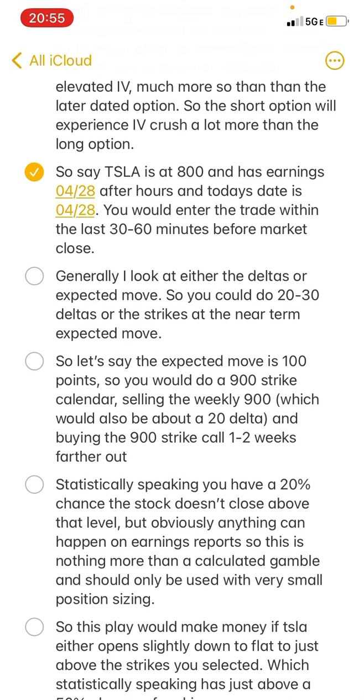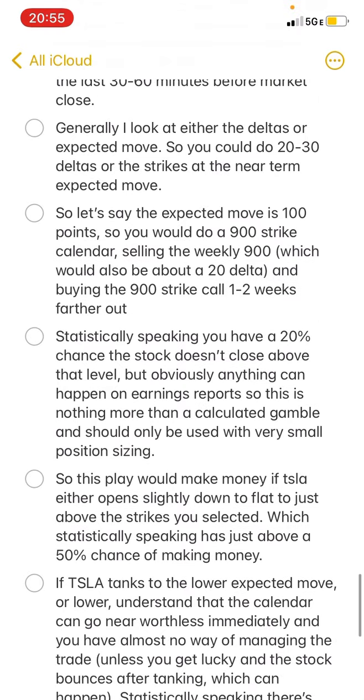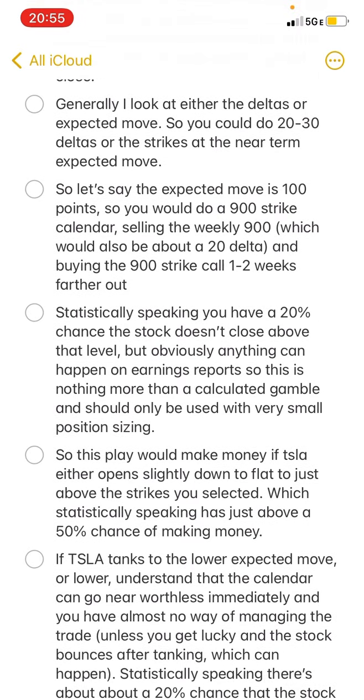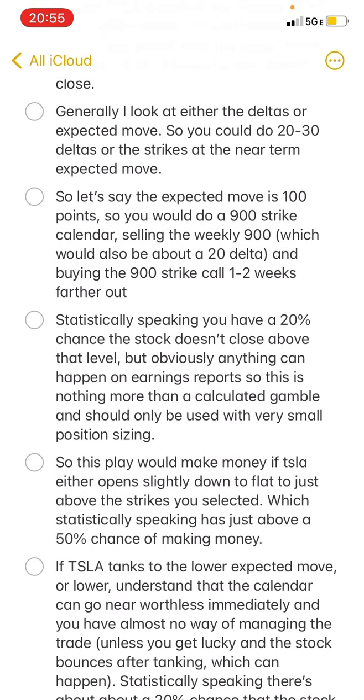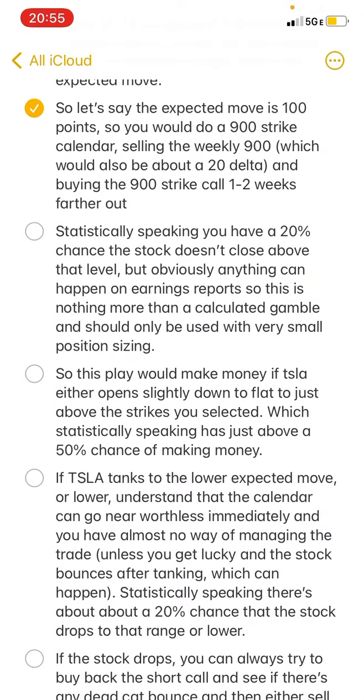So let's say Tesla's at 800 and it has earnings 4/28 after hours, and today's date is 4/28. Okay, so you enter the trade within the last 30 to 60 minutes before market close. Generally I look at either the deltas or the expected move when you're setting these up. So you could do 20 or 30 deltas or the strikes at the near term expected move, right? Okay. So let's say the expected move is 100 points. So you would do a 900 strike calendar selling the weekly 900, which would also be about 20 deltas, and buying the 900 strike call 1 to 2 weeks farther out.